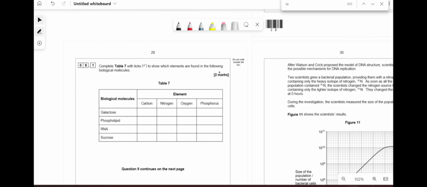So complete table 7 with ticks to show which elements are found in the following biological molecules. So galactose is a carbohydrate, carbon, hydrogen, and oxygen. So carbon, there's no hydrogen here, so there's that. A phospholipid, it's a lipid, it's going to have carbon, hydrogen, and oxygen, but it's got phospho as well, so phosphorus. Now RNA, it's a nucleotide, so it's going to have carbon, oxygen, hydrogen, nitrogen, and phosphorus. And then sucrose is another type of carbohydrate, so it's just going to have these two.